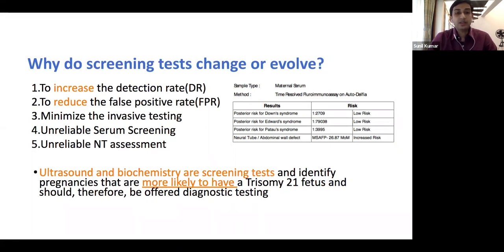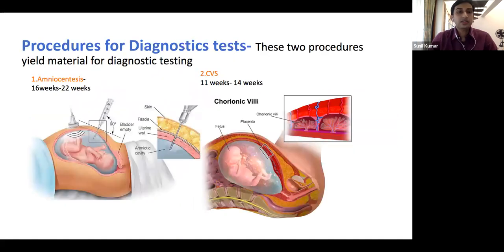Ultrasound and biochemistry are screening tests, and they identify the pregnancies that are more likely to have a trisomy 21 fetus and should therefore be offered diagnostic testing. Here in this slide you are seeing the procedures for diagnostic tests. These two procedures yield material for diagnostic testing. One is amniocentesis, a procedure wherein a needle is put into the womb and amniotic fluid is aspirated under ultrasound guidance. This test is done between 16 weeks and 22 weeks.